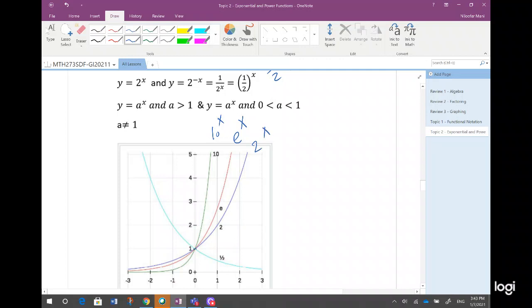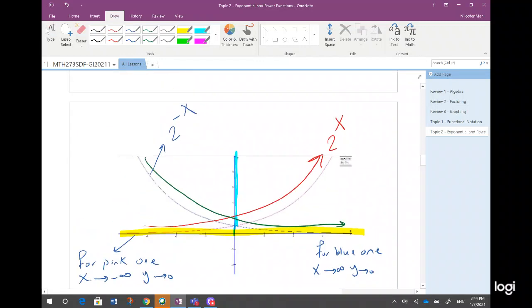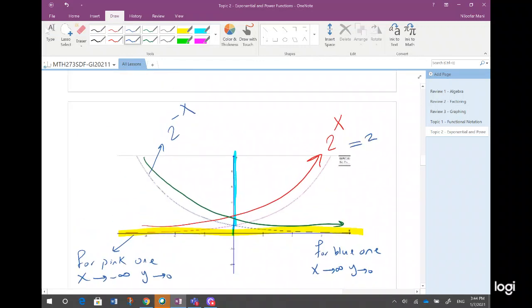As you can see, all of them are on the right because a is more than 1. 10 is more than 1, e is more than 1, 2 is more than 1. And this one is 1 over 2 power x or 2 power minus x, which is the same thing. And you can see, 1 over 2 is less than 1, so you see it on the other side. Exactly the same as this. See, here is 2 power x.